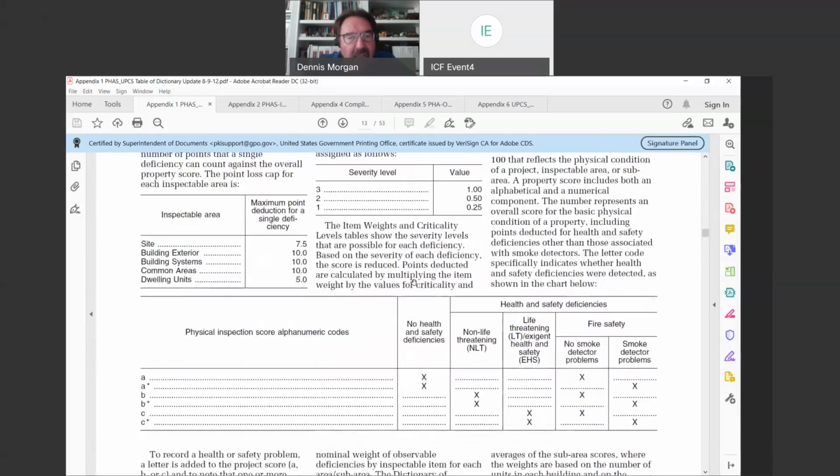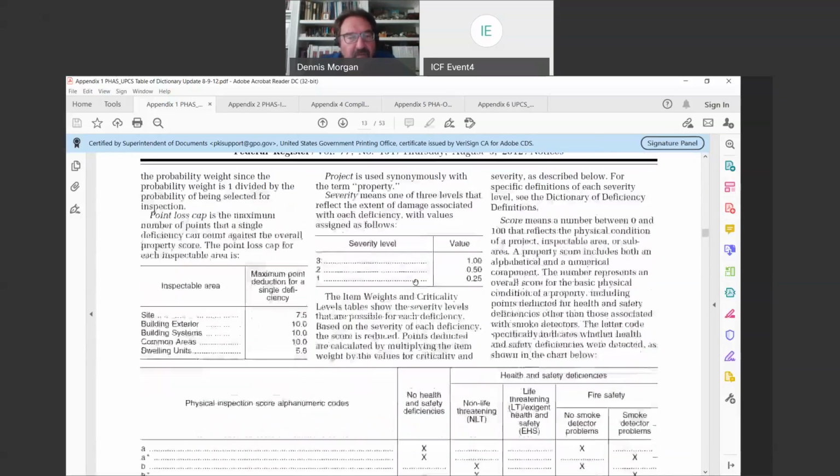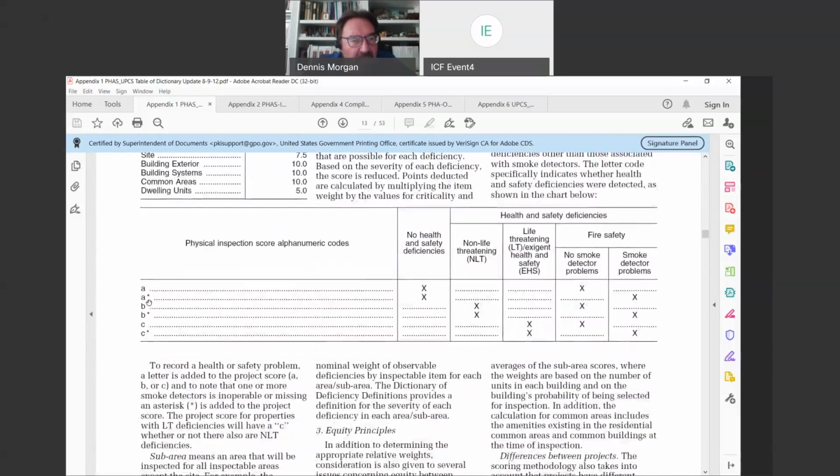On this same page, 47719, I see this chart with A, B, and C. Well, A, no health and safety. A star means no health and safety, but I do have a smoke alarm deficiency as well.